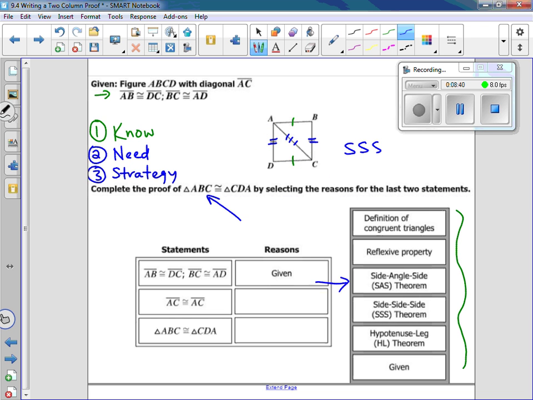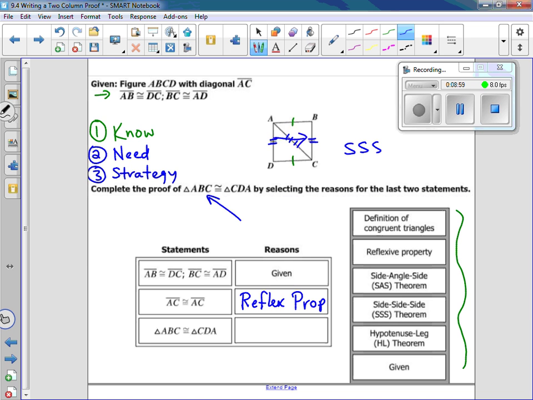Now, I want you to look through this series of words and phrases and find out what you think belongs for the reasoning. Put me on pause, come back and check your work. Did you get it right? Isn't that cool? That's easy, right? And that's because we've done that work in the past. That makes this section a lot easier.